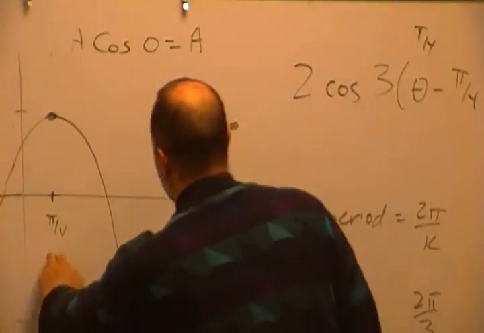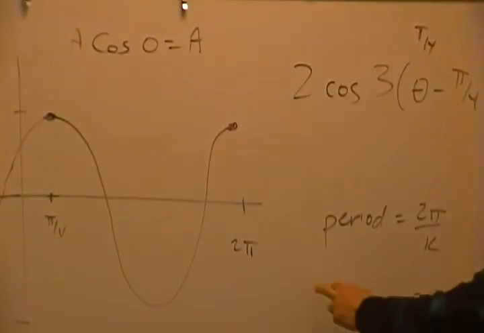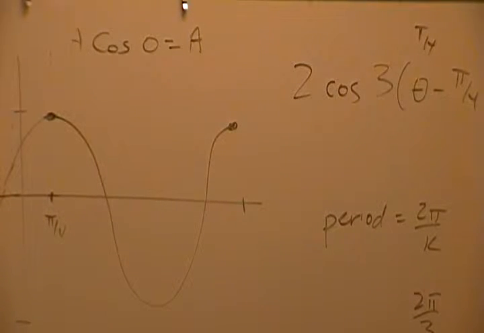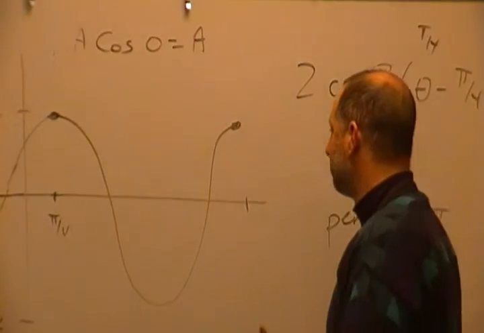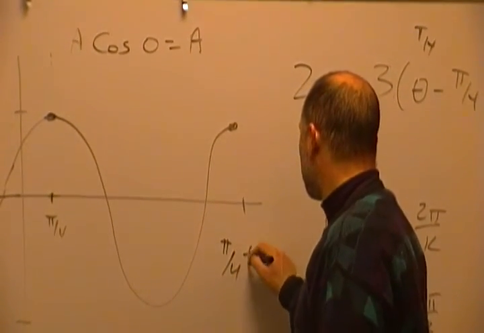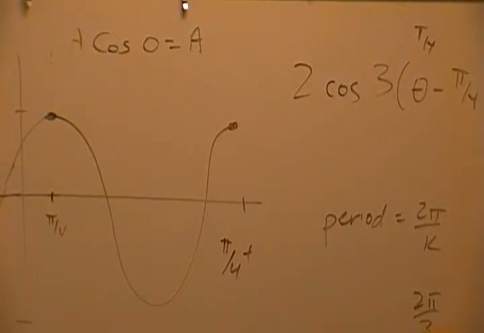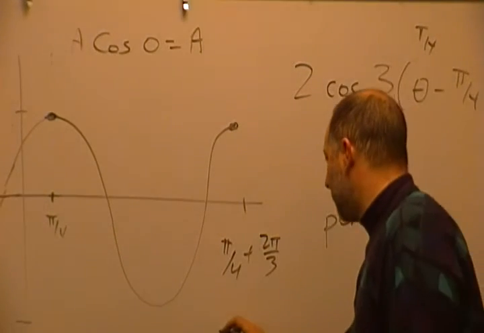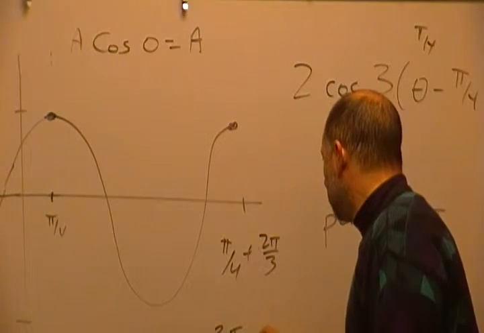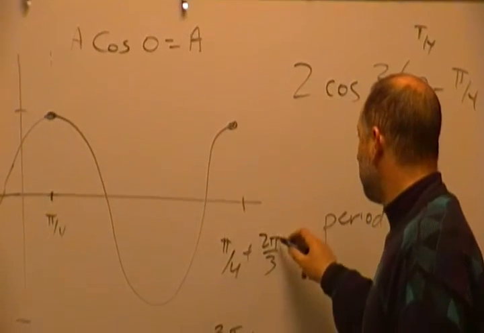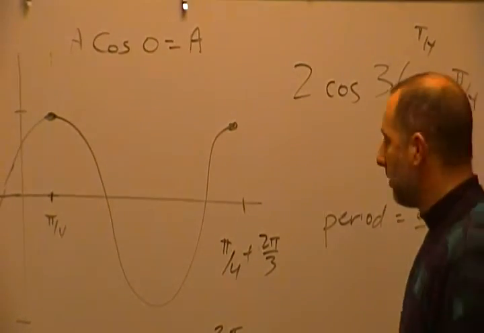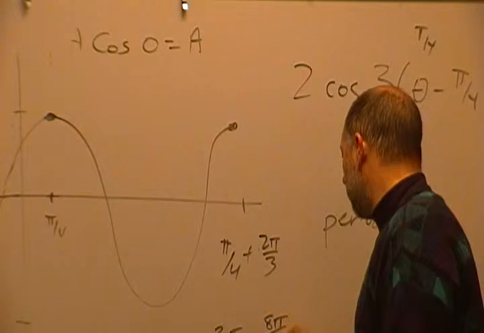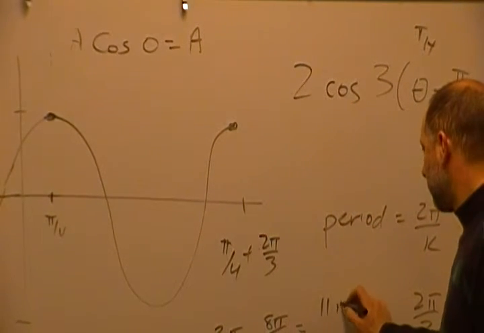So if we know that this peak is at pi over 4, and we know that our period is 2 pi over 3, what's the next peak at? 2 pi plus pi over 4, so that would be 9 pi over 4. No, this is pi over 4 plus 2 pi over 3. Okay, so we have to use our fractions. We have to come up with a common denominator. This will be 3 pi over 12 plus 8 pi over 12, which is 11 pi over 12.